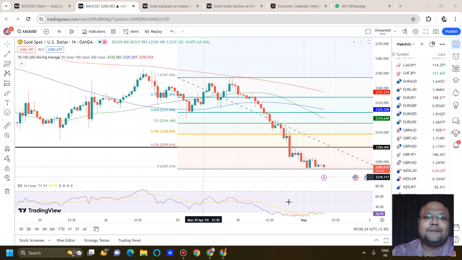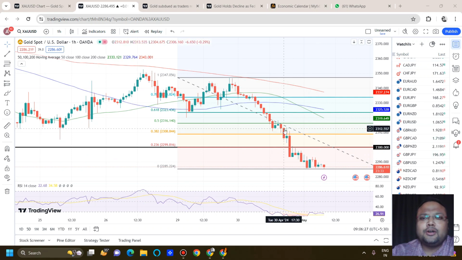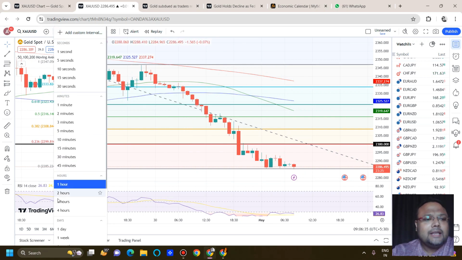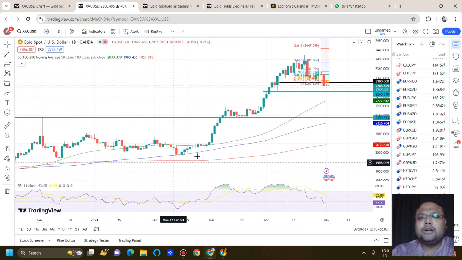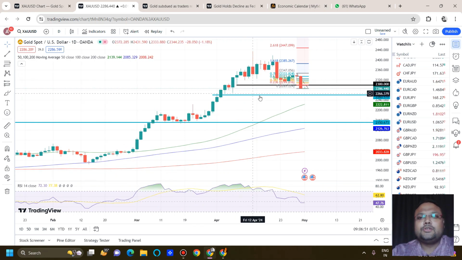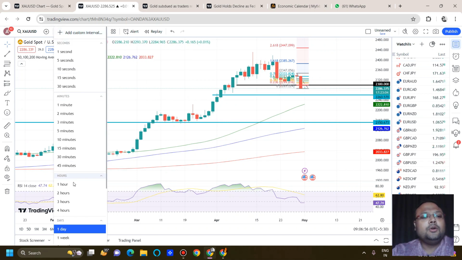So let's get started. My dear friends, this is the hourly chart of gold in front of us, and we can clearly see there is a good amount of selling pressure on gold. If you look at the daily chart of gold, it is showing a good amount of correction that we have been discussing. Millions of traders around the world have been waiting for the last couple of weeks, and finally we can see the correction. Right now gold is standing at 2286, and surprisingly, rather shockingly, gold broke the psychological level of 2300 and is trading below it.